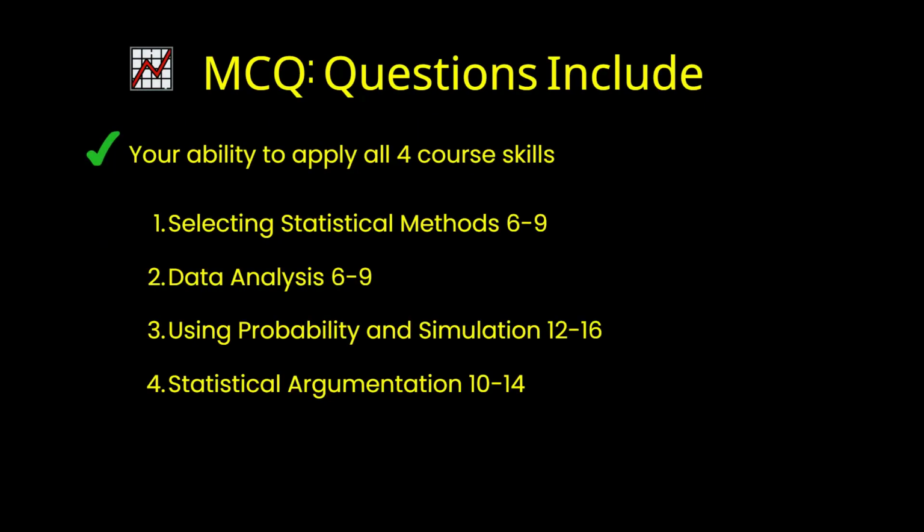Additionally, there are the 4 core skills: selecting statistical methods, that typically is going to have 6 to 9 questions, as will data analysis. Also, using probability and simulation is typically going to be 12 to 16 questions, and statistical argumentation is going to be 10 to 14 questions.